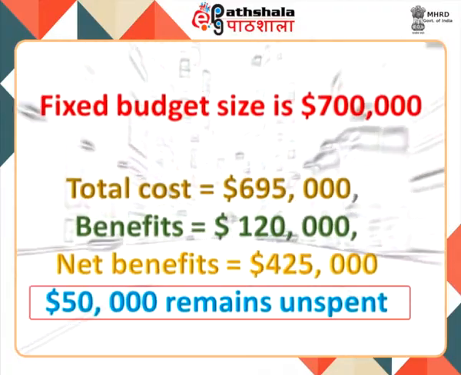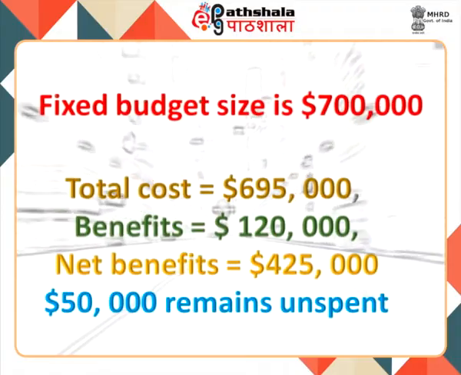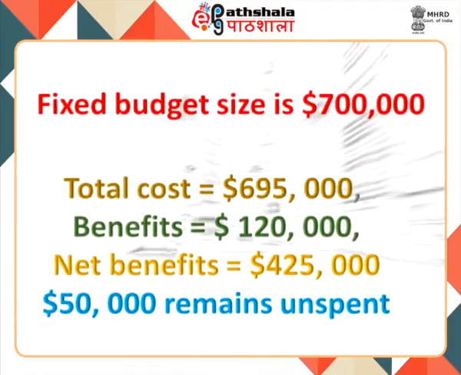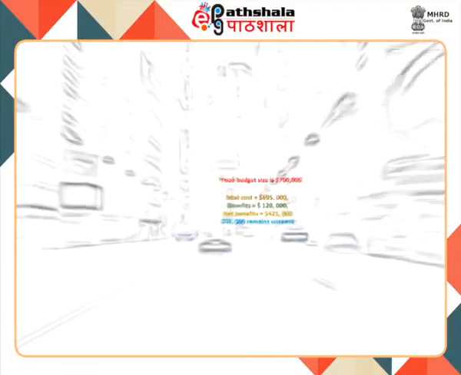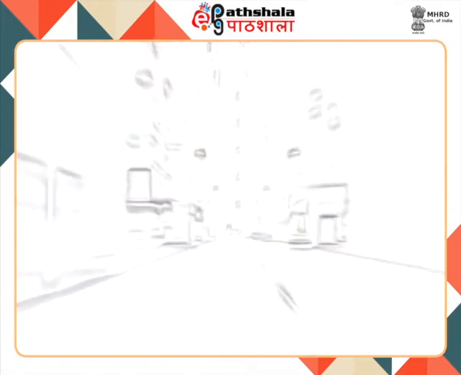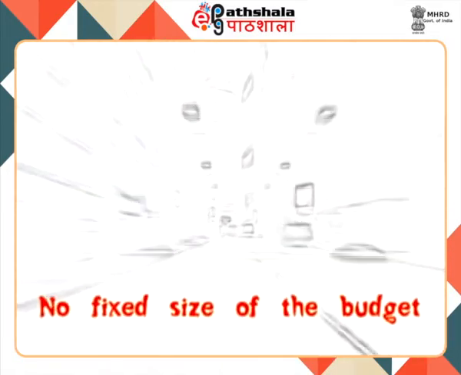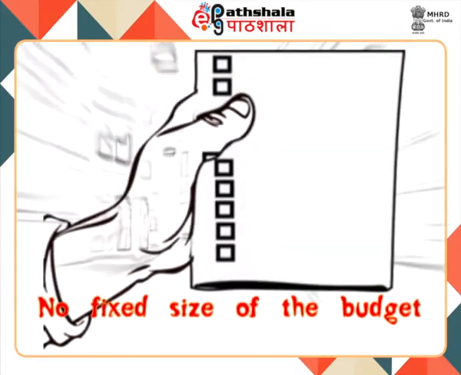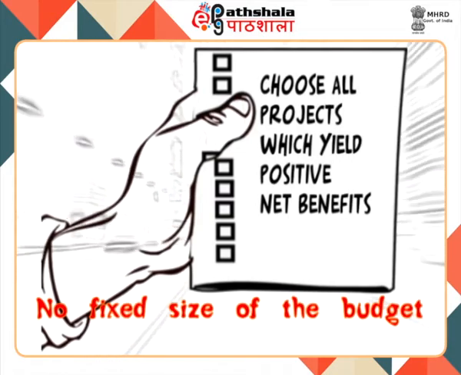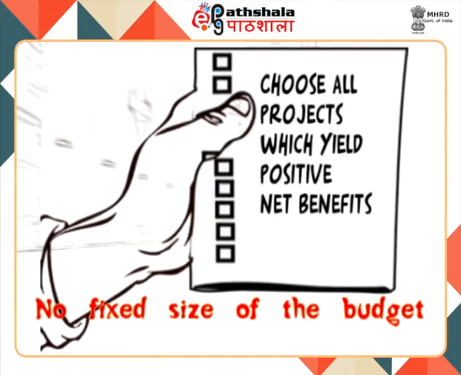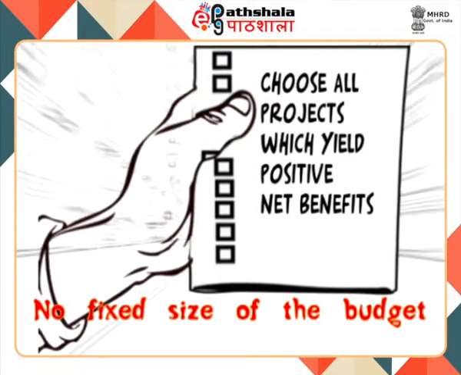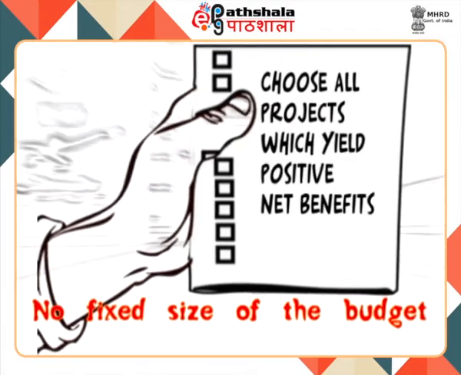$50,000 remains unspent. If we consider this unspent amount as worthless, the above rule gives the best project mix in the current situation. Lumpy projects and variable budget size. In a situation with no fixed size of the budget, the best way to allocate resources is to choose all projects which yield positive net benefits. It is so because in case of lumpy projects, benefits from marginal outlays cannot be equalized.